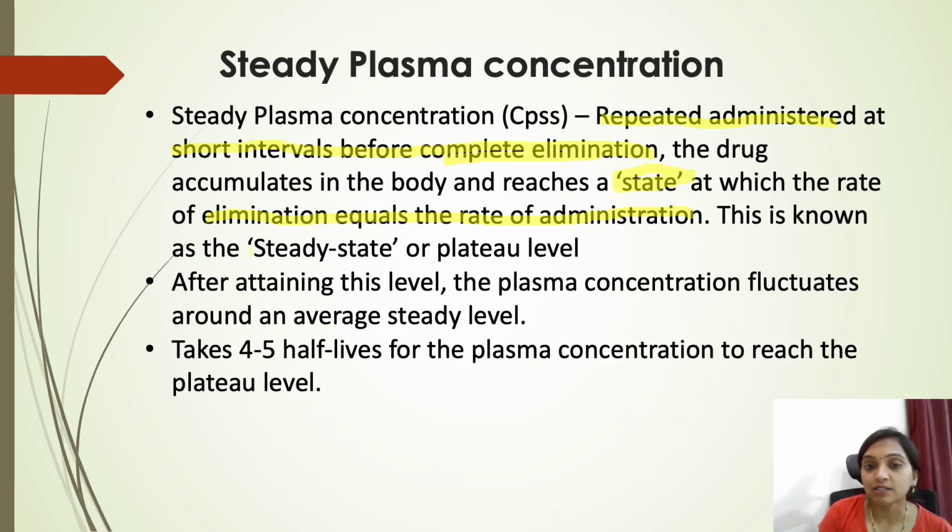So this is called steady state or plateau state of plasma concentration, and it will take 4 to 5 T-halves for the plasma concentration to reach the plateau stage or steady state. Okay. After this level, there is only little fluctuation or average fluctuation. So this will help in maintaining the therapeutic dose. This is where you have to maintain the therapeutic levels of drugs.